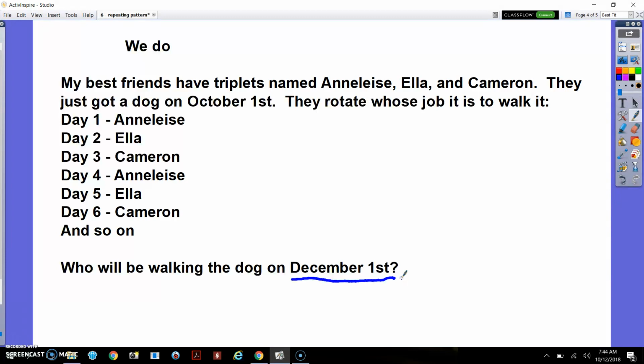Okay, there's your question. So let's think that through. I'll give you a second to write it down if you want, and then you can unpause. So they're going to have this dog all of October, all of November, and then I want to know who's going to walk it on December 1st.